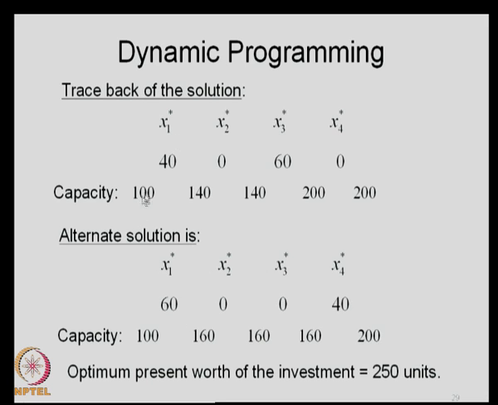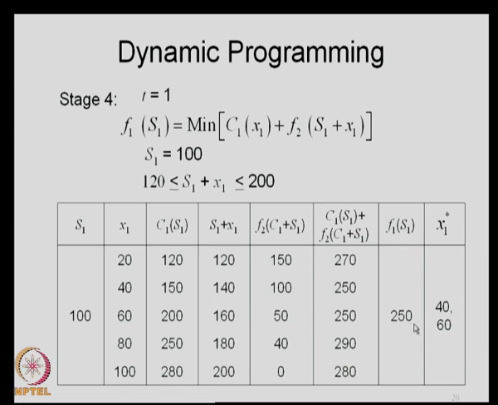Start with 100, expand 40, you get 140. For 140, expand 0 in the next stage, you get 140. For 140, you expand 60, you get 200, and 200, 0, 200. So, finally, you achieve a capacity of 200 right at this point, and the associated objective function value is 250 units.